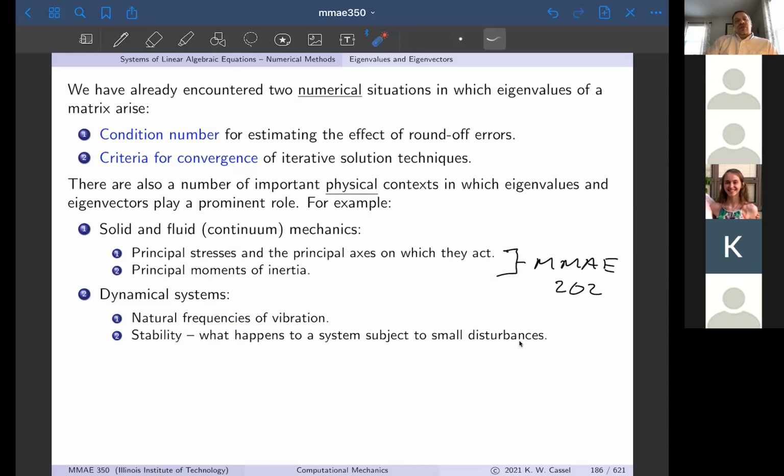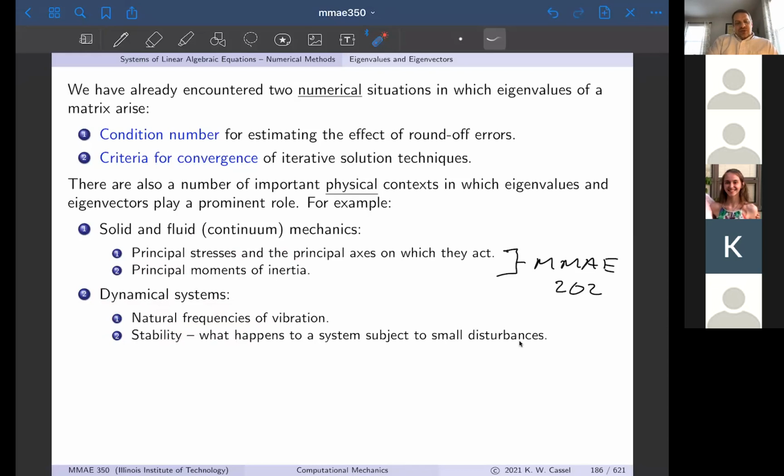And if they grow, then the system is unstable and the bridge could collapse, the plane could crash, or whatever the context is. So all of these things, all four of these, are eigenvalue, eigenvector problems. I'm going to look at these two, principal stresses and axes, and natural frequencies, as two examples. In each case, we're going to ask a physical question, and it'll turn out that asking that physical question requires us to answer a mathematical problem, which is the eigenvalue, eigenvector problem.